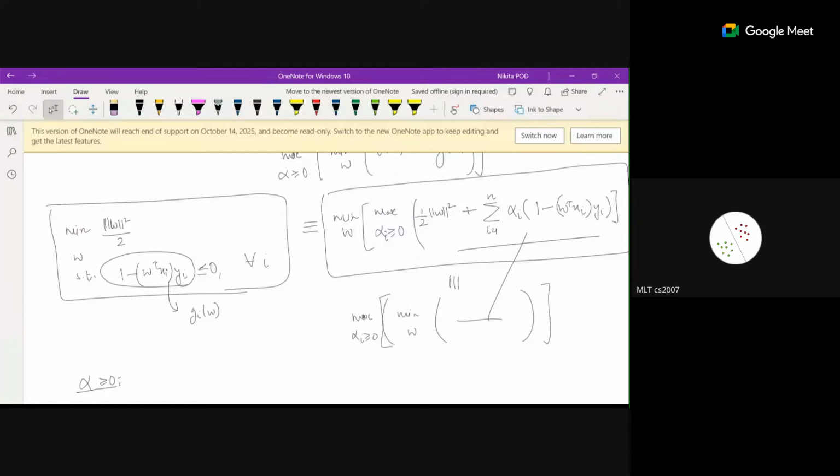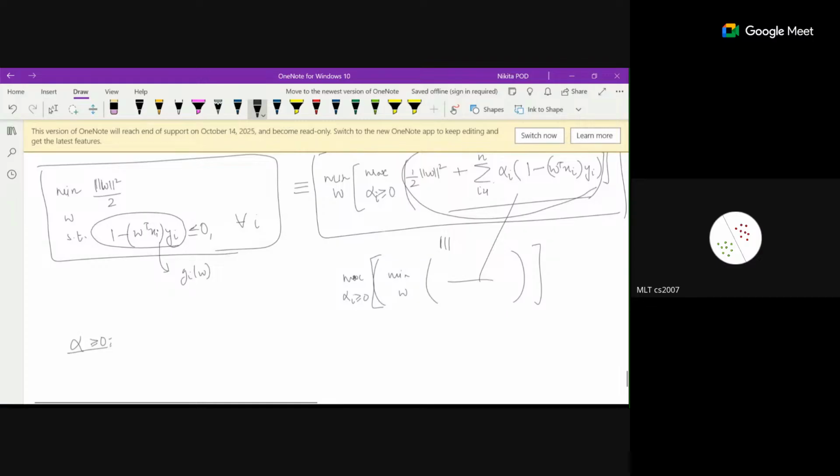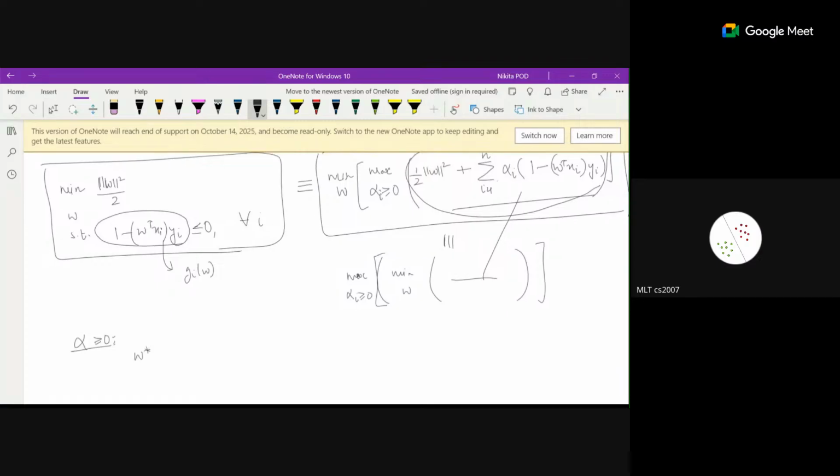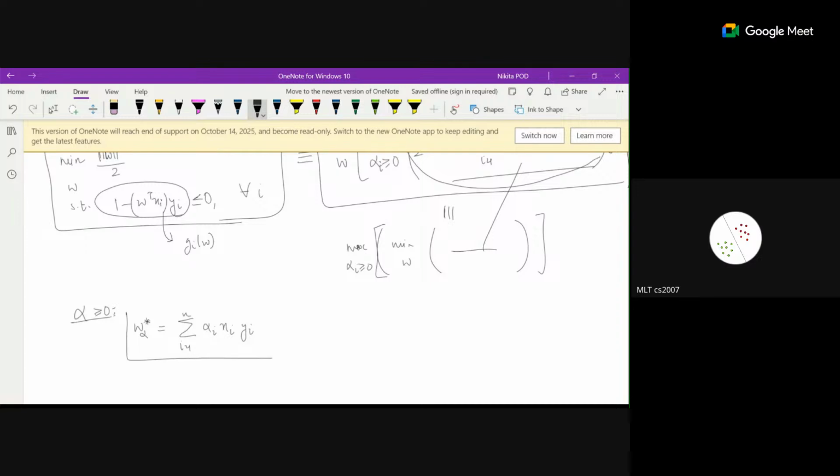For that, we take the derivative of this with respect to W and equate it to 0. And the solution that we get, W star, is nothing but the sum over alpha I xi yi. This is W star for some alpha. Here alpha I should be positive. My xi is in RD and my yi is in plus minus 1.